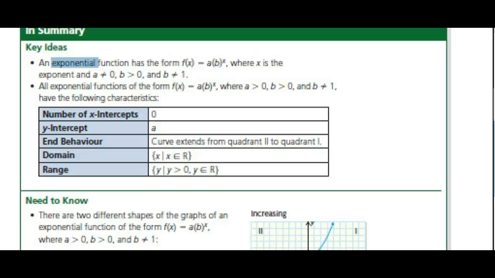All exponential functions have the following characteristics. The number of x-intercepts is 0, the y-intercept is A. The end behavior curve extends from quadrant 2 to quadrant 1, to which I would like you to add the word increasing or decreasing based on the B value. Domain, x belongs to the real, and the range, y is greater than 0.